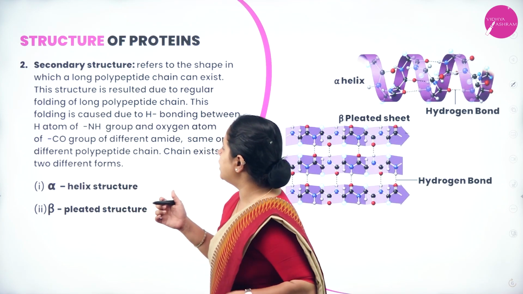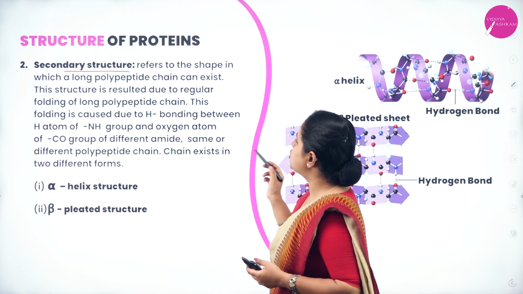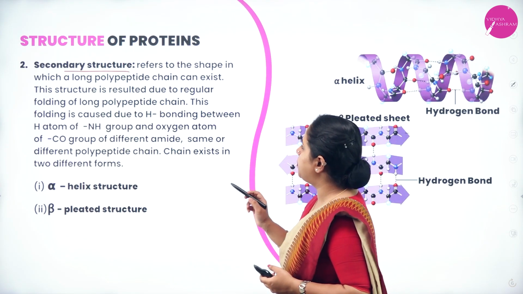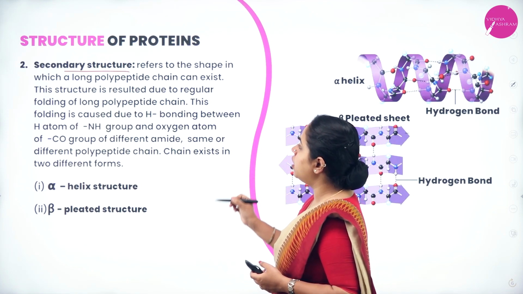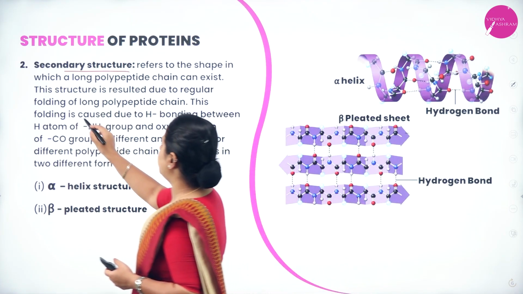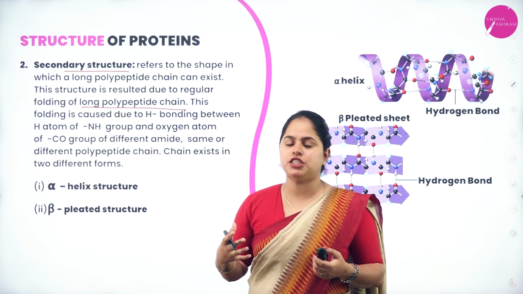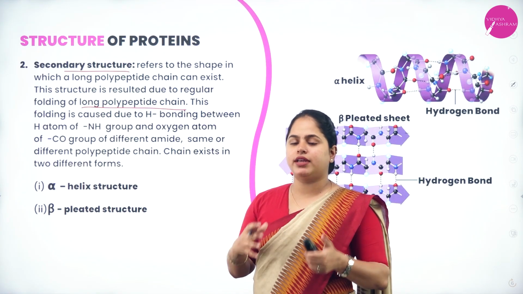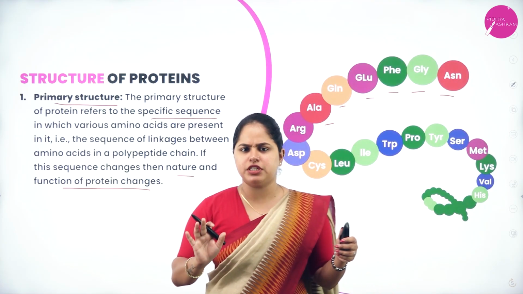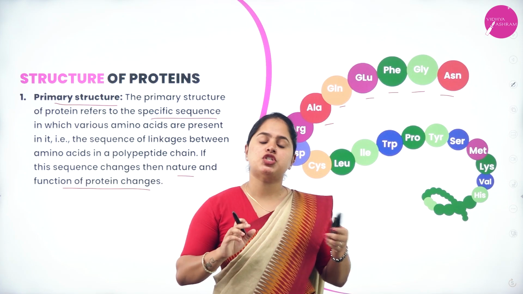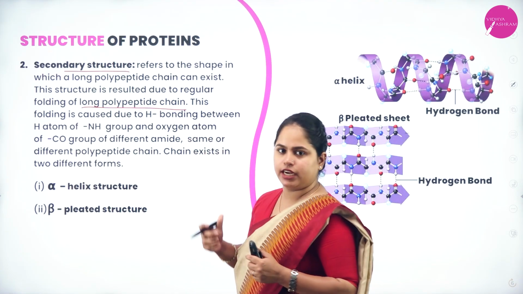Moving on to the next one, that is the secondary structure of the protein. Okay, so it refers to the shape in which a long polypeptide chain can exist. This structure results from the regular folding of a long peptide chain. So a regular folding of a long peptide chain will happen and you will get the secondary structure. So the primary structure, you can see, is a simple structure. Now this primary structure will start curling or coiling around to form a secondary structure.